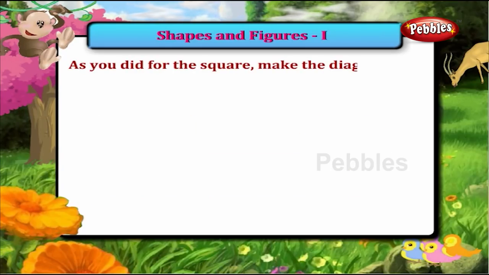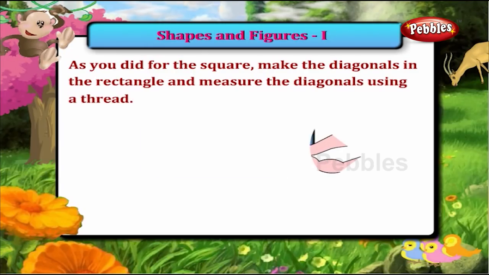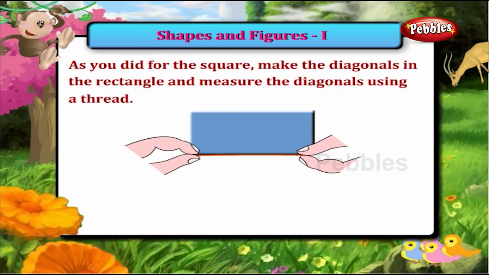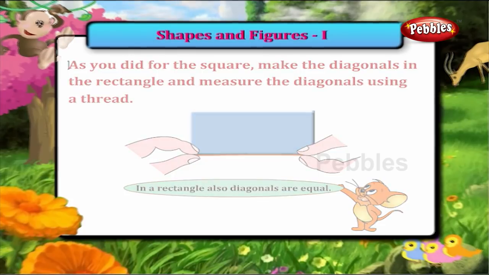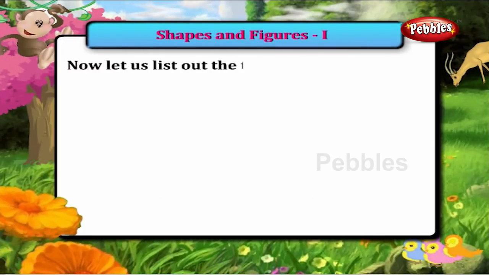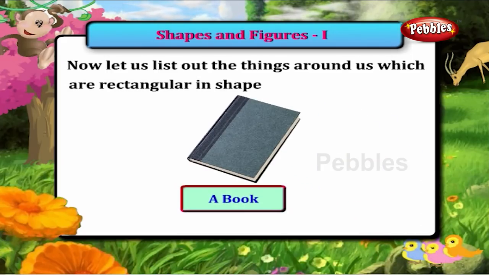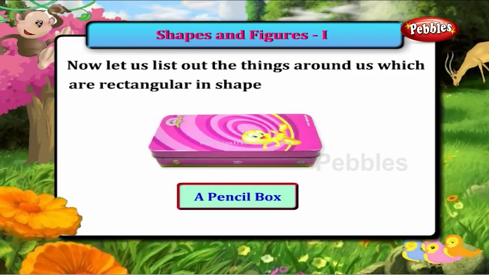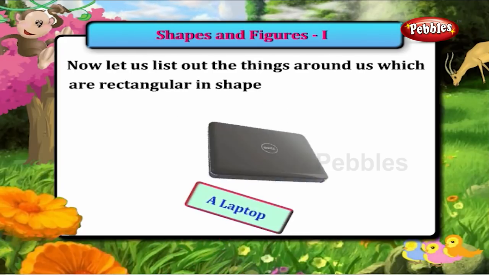As we did for the square, make the diagonals in the rectangle and measure the diagonals using a thread. In a rectangle also, diagonals are equal. Now let us list out the things around us which are rectangular in shape. A book, a pencil box, a TV remote, a laptop.